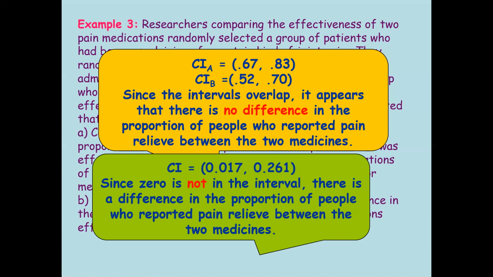So this just shows you two different ways, and shows you the difference in what we say when we want to find the difference in a proportion using a confidence interval. If 0 is in the interval, then there is no difference. If 0 is not in the interval, then there is a difference.